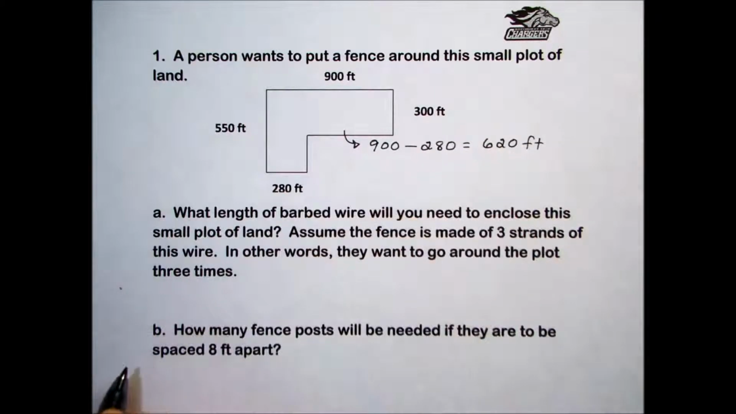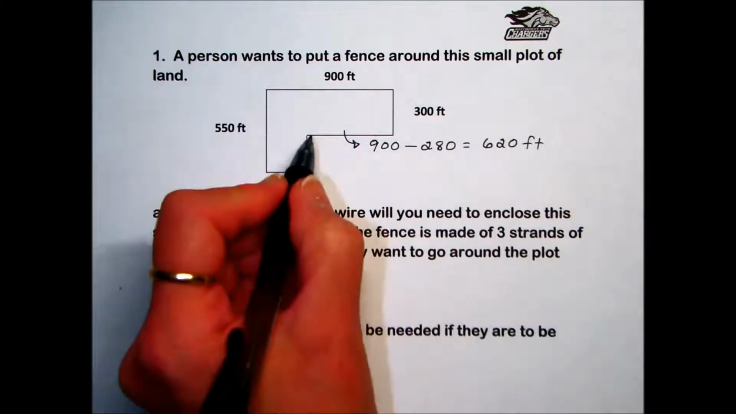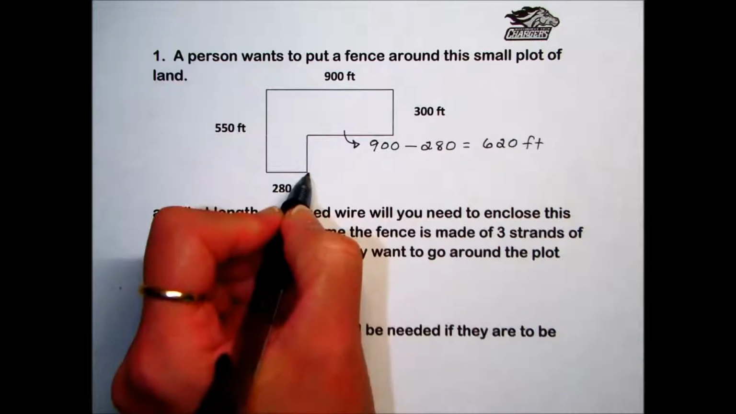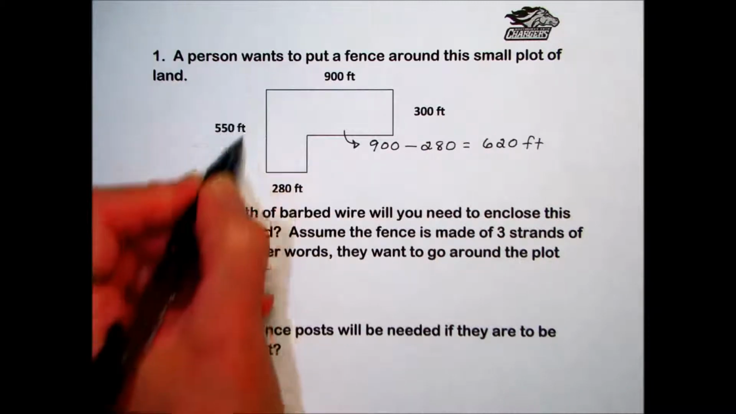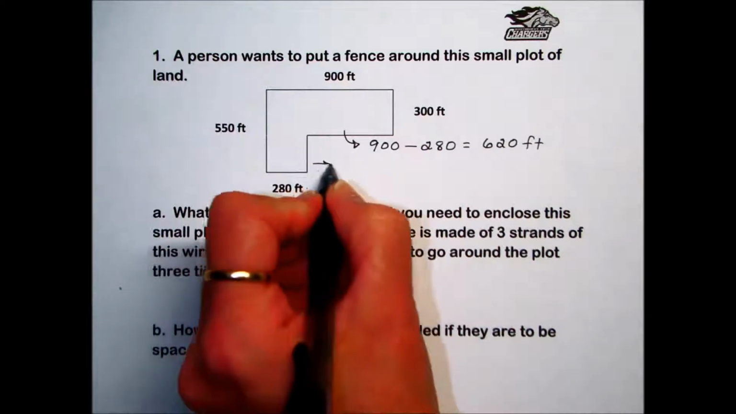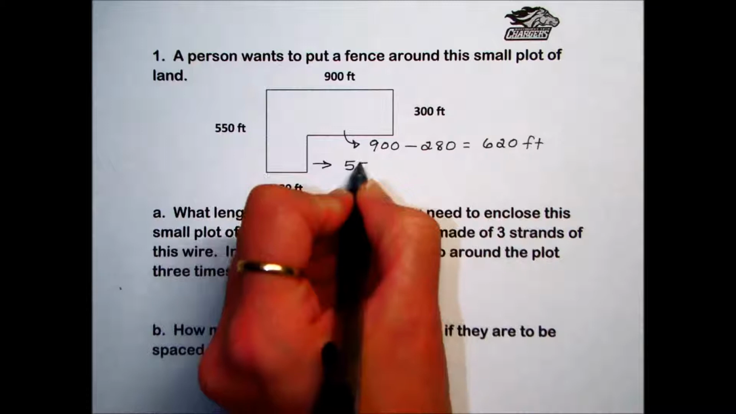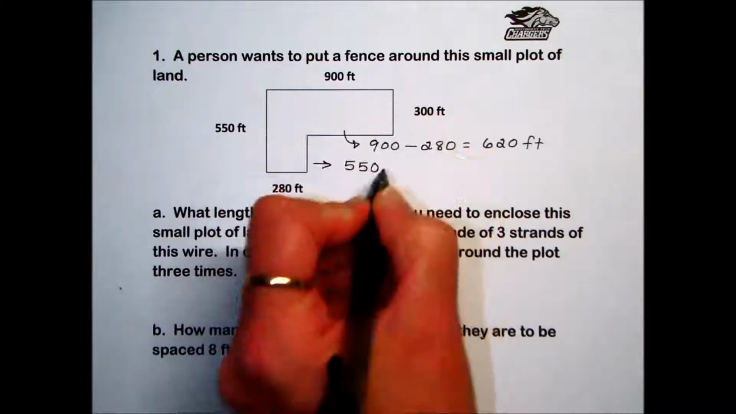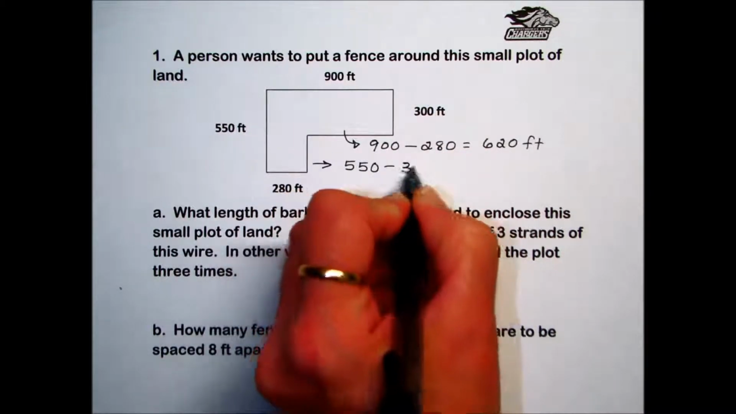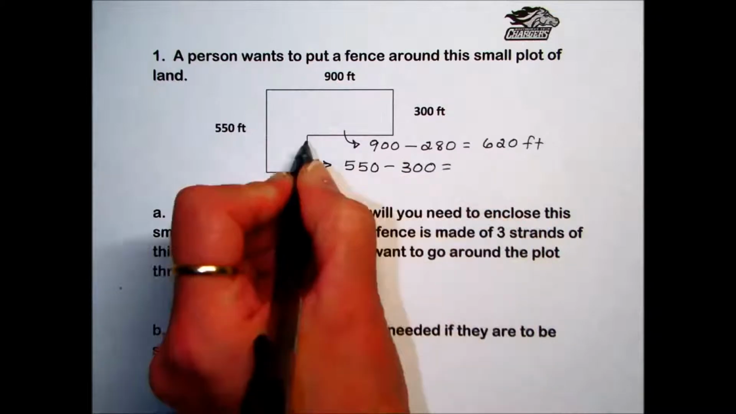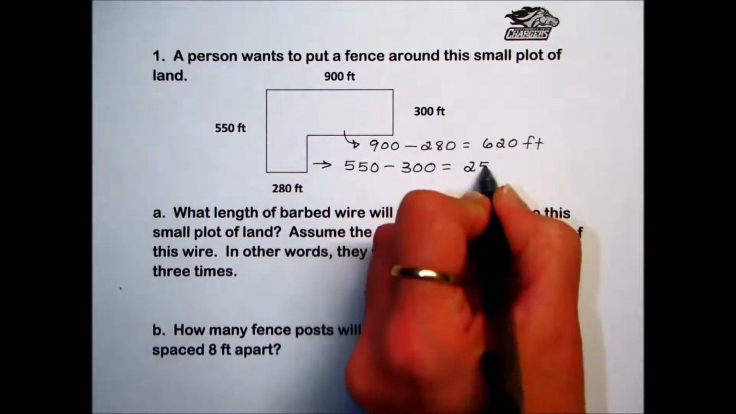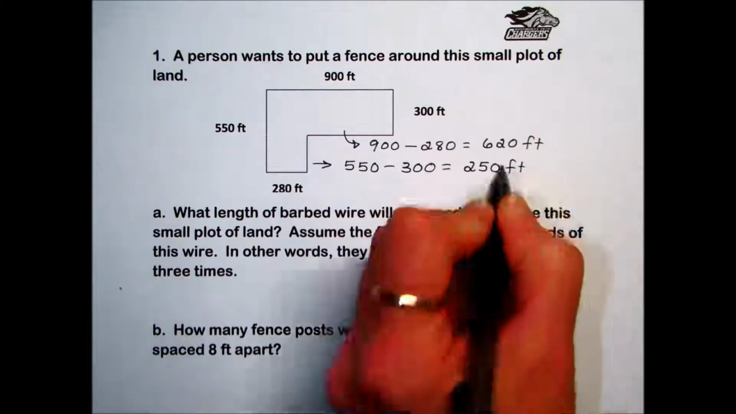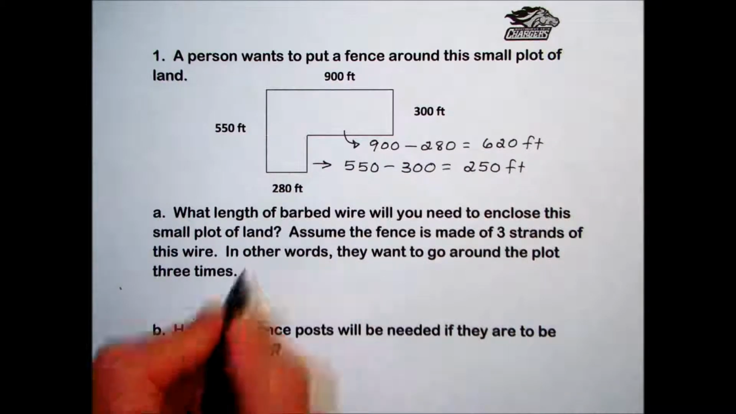Using a similar approach to determine this vertical span that we don't know the dimension of, we will take the entire left-hand vertical span, which has a dimension of 550 feet, subtract the portion that we know on the right-hand side to give us this missing vertical dimension of 250 feet. We now have all the dimensions of this field and we're ready to find the perimeter.